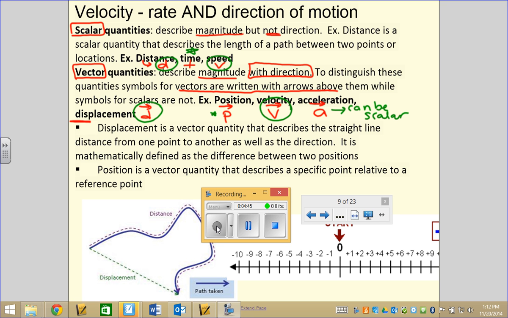So the first thing I'd like to talk about is the idea of displacement, because lots of people confuse distance and displacement because on the surface it seems like you're talking about the same thing.